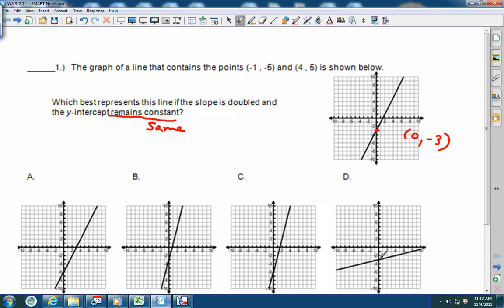So this one has 0, -3. Now this one doesn't. -3 would be right here. So C is not it. -3 is right here, yes. Oh, and A is not it. So I can cross off A and C.